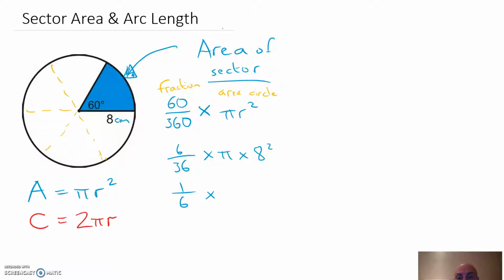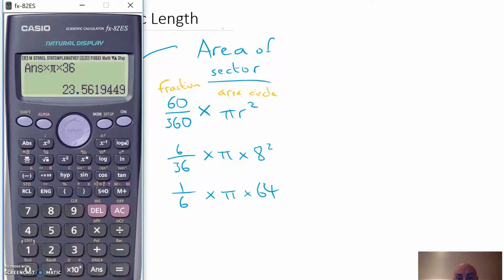So 1/6 times pi times 64. Now we could do that in our heads. We could work that one out, but let's pop the calculator up. Okay, what are we going to do? Right, well, we've got some choices. Let's clear that. Okay, we've got 1/6. Let's make it look exactly like it does on the screen for a start.